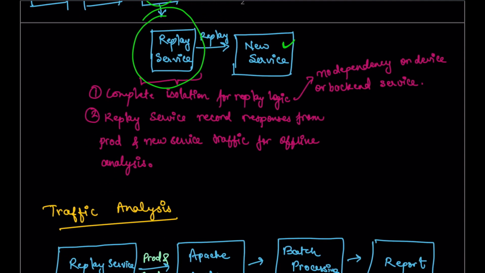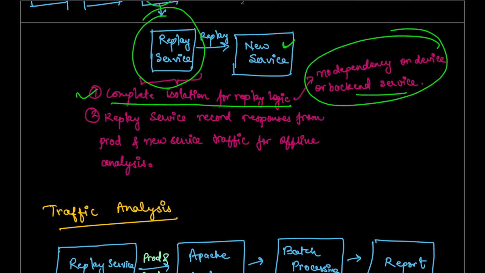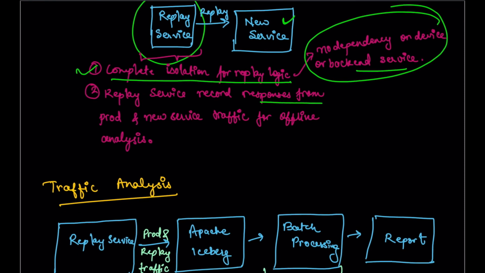So the first benefit is definitely complete isolation from replay logic. So you are solving both the disadvantages of approach one, where you are decoupling the logic from the device, and also you are decoupling the logic from the existing production traffic. So there is no dependency on device or backend service. Replay service records responses from prod and new service traffic for offline analysis.